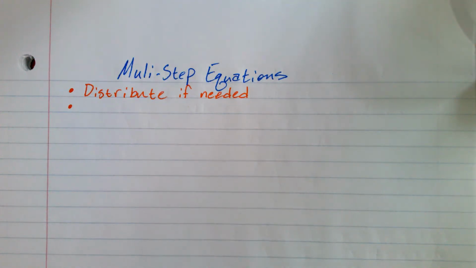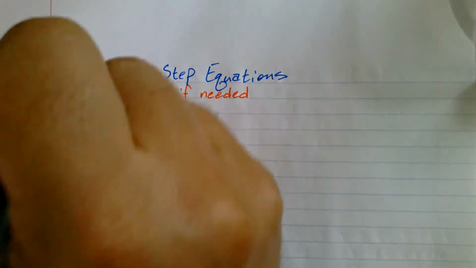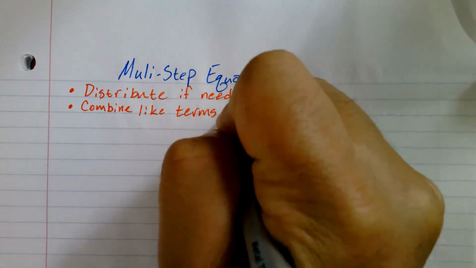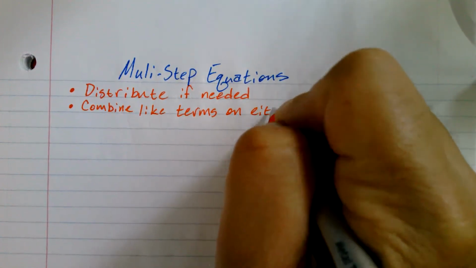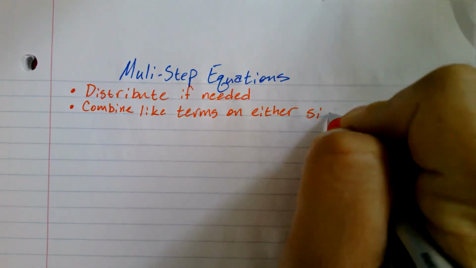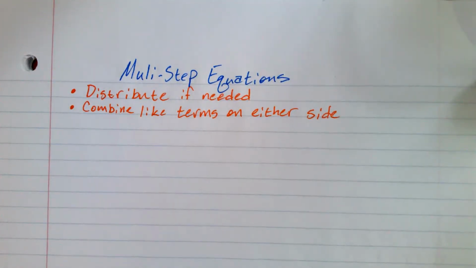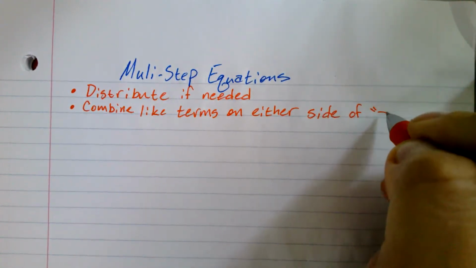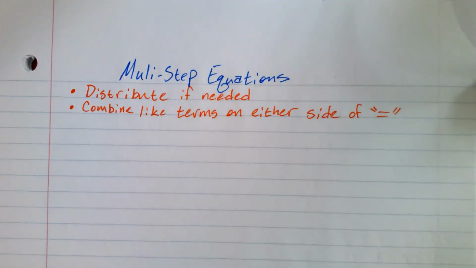we're going to combine like terms on either side of the equal sign. So on either side, that means you combine everything on the left side that you can, you combine everything on the right side. Okay? On either side of the equal sign. Okay?